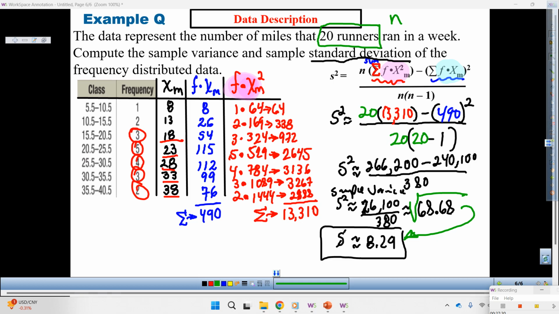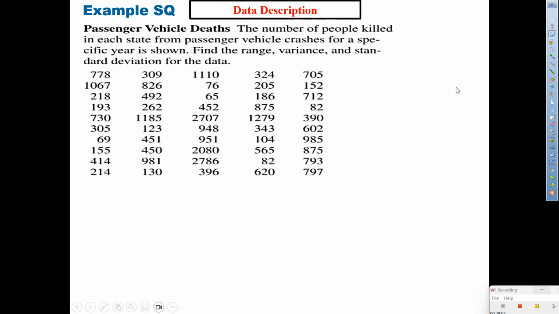Let me show you the second one. You're like, Mr. Q, that's cool that you give us a table already. Yeah, but what if I don't? So before anything, I just want to make sure that we got this. When you are given raw data, tell your neighbor the first 2 steps that you need. When you are given raw data, what are the first 2 steps?